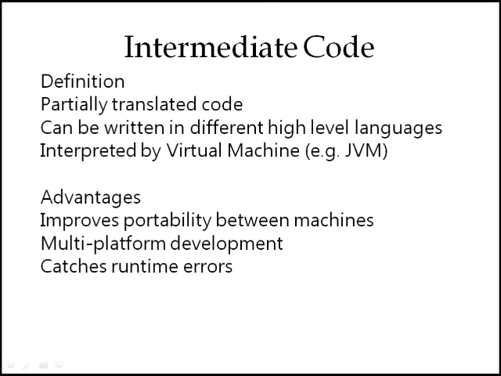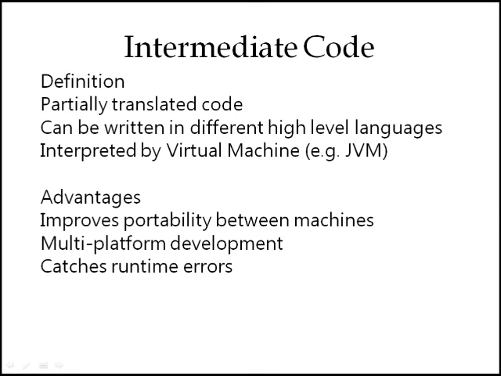A virtual machine is an emulator. It allows code made on one platform to run on another. Intermediate code is not machine-specific and needs further translation. It is the purpose of a virtual machine to carry out this translation. An example to remember is the Java virtual machine. Intermediate code improves portability between machines and allows for multi-platform development. Virtual machines can catch runtime errors so that the program doesn't crash.